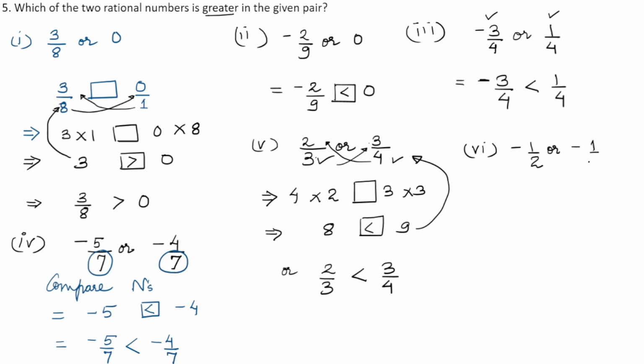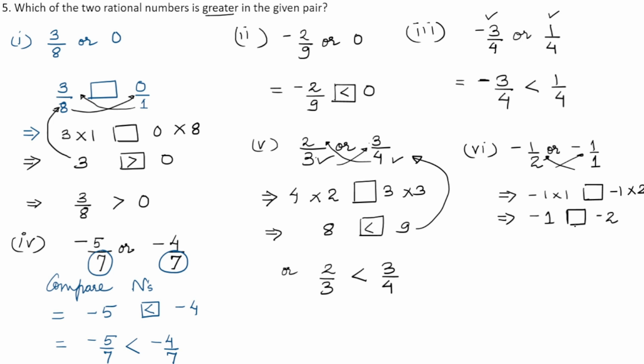So I will just write minus 1 as minus 1 by 1. Now both are negative numbers, and their denominators are different. So in this case, we can again do cross multiplication. On cross multiplication, you get minus 1 into 1 and minus 1 into 2. This minus 1 gets multiplied here, and minus 1 gets multiplied with 2. So you get here minus 1 and here you get minus 2.